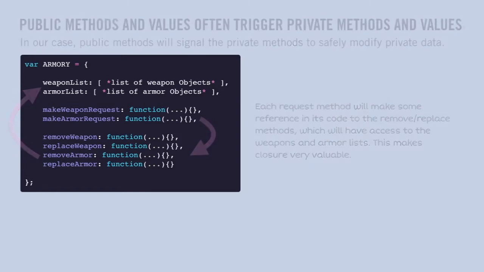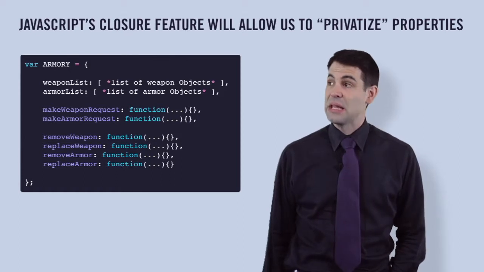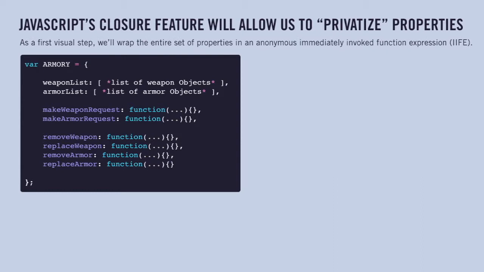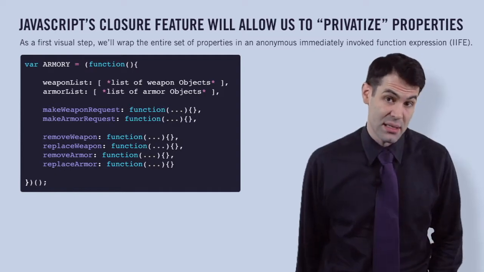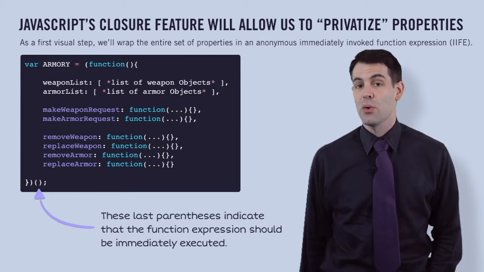Let's see how. The closure feature in JavaScript, which you may remember from JavaScript Road Trip, has a feature that will allow us to privatize properties. As a first visual step, check this out, we'll wrap the entire set of properties in an anonymous, immediately invoked function expression. Stay with me on that. So what we got here is function at the front, but notice it's wrapped inside of a left parentheses. And then at the back, we close that left parentheses with a right parentheses, and then immediately call the function by providing another calling set of parentheses. This is an immediately invoked function expression, which you probably saw or remember from Road Trip.